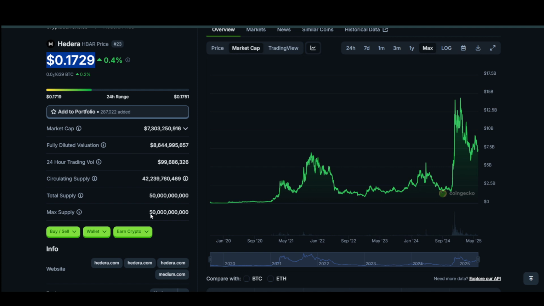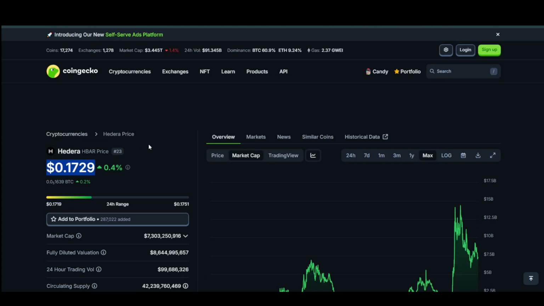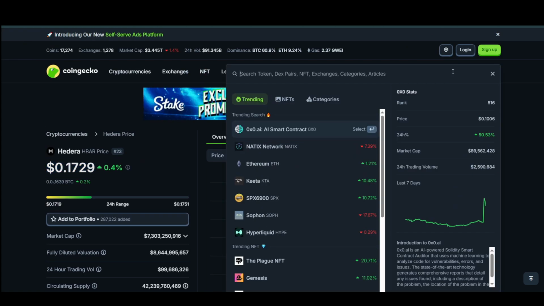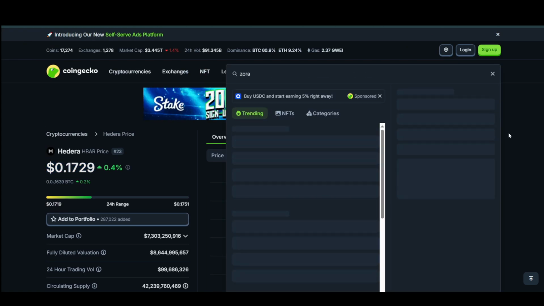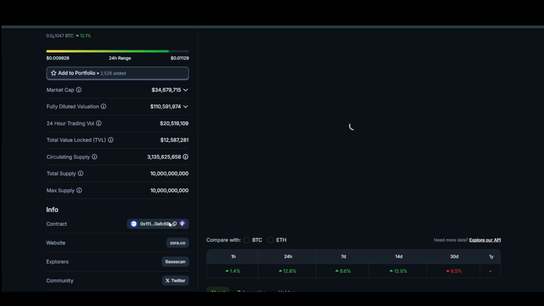So this can be very useful if you're planning to analyze a newly launched coin. So I just covered this coin, which is basically the Zora token. This is a token, as you can see here. It is on the Base network, as you can see.